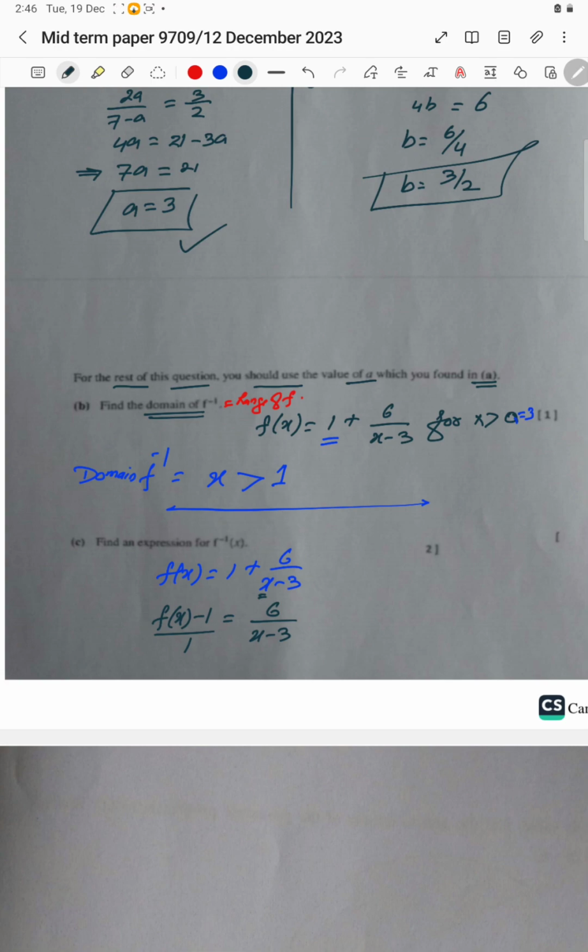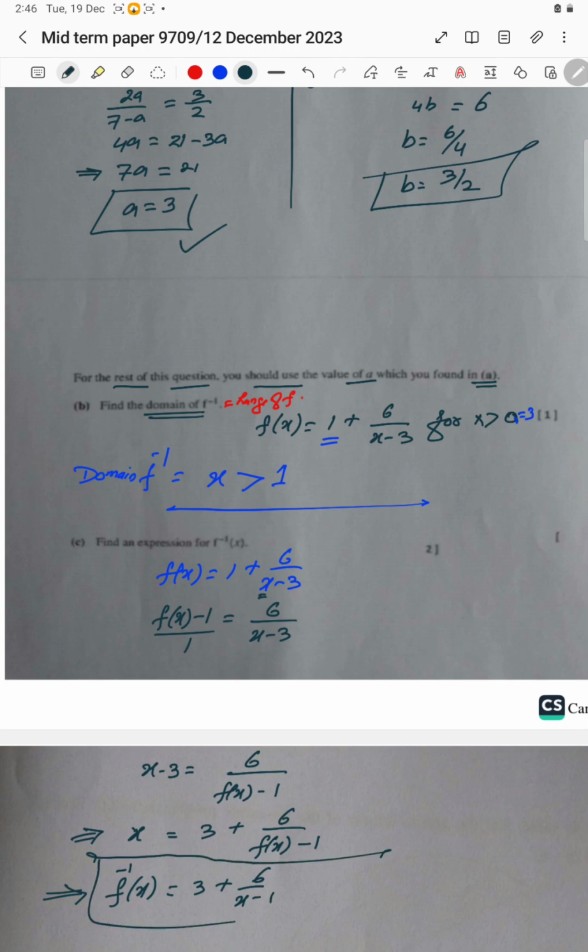Reverse both sides or do the cross multiplication, we get x minus 3 and 6 over f of x minus 1. x comes to be 3 plus 6 over f of x minus 1. So that is my f inverse of x, 3 plus 6 over x minus 1. So here goes the final result of the f inverse expression. I hope you got it.